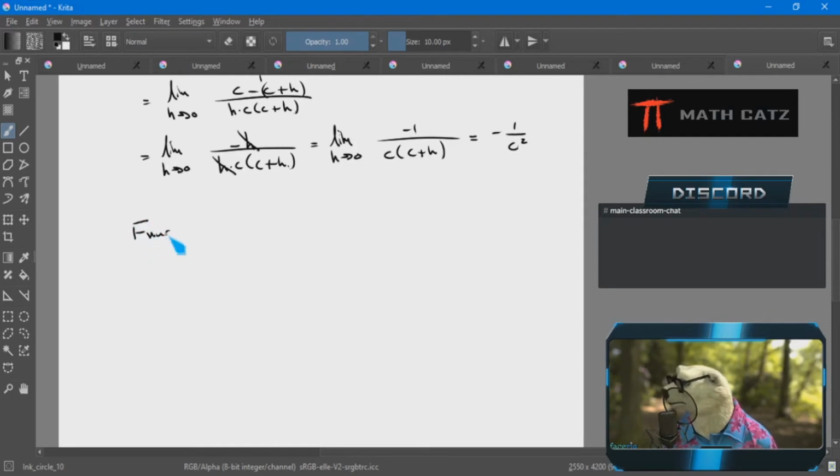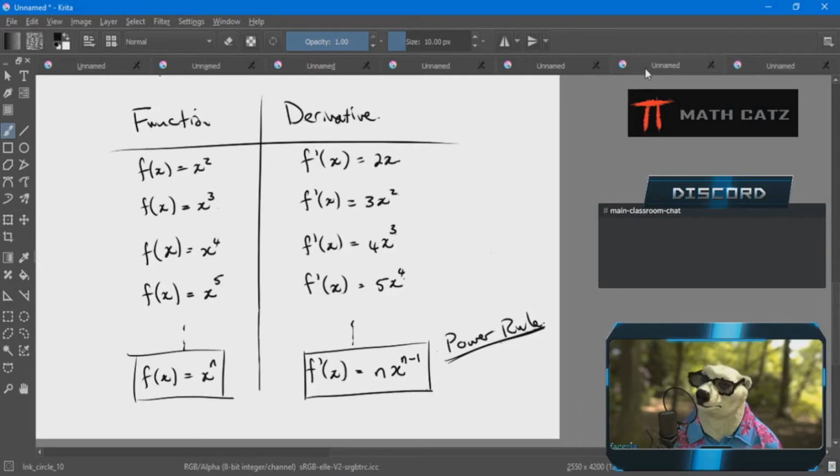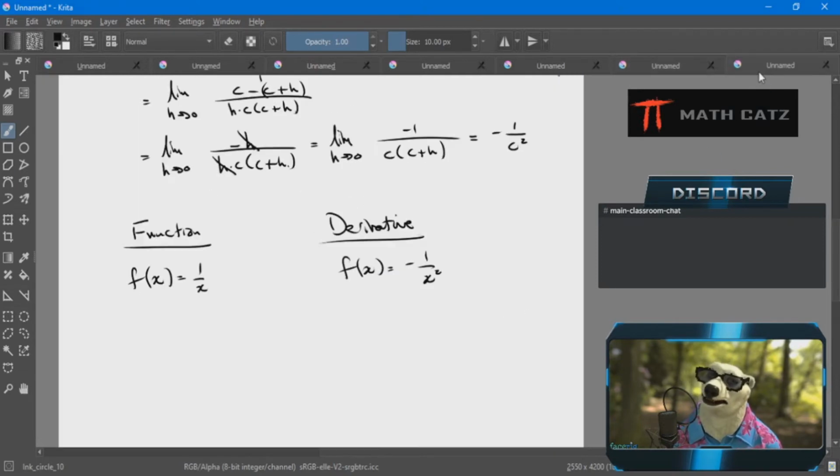So if my function is 1 over x, then my derivative is negative 1 over x squared. Is there a pattern here? Does the power rule apply? It does. This function is x to the negative 1. If I rewrite this derivative, I get negative x to the negative 2.